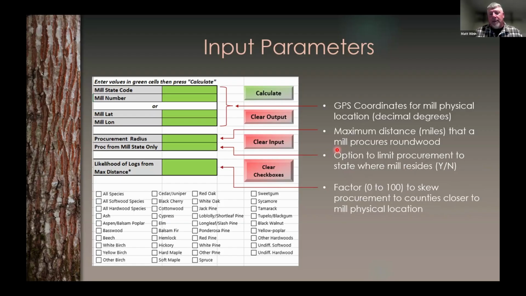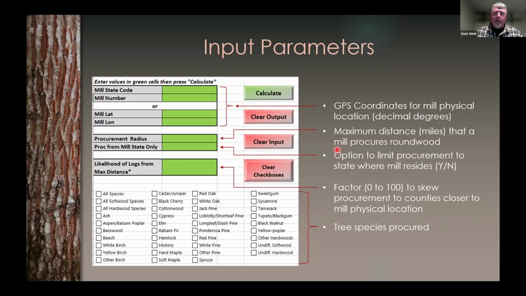We still don't quite have a handle on what should be used here. So I typically just used a value of 50. It's kind of right in the middle. So it skews it a little bit, but it's not a maximum. So it's going to require more testing to figure out, based on mill size and products and things like that, what we should be using for a skew factor.